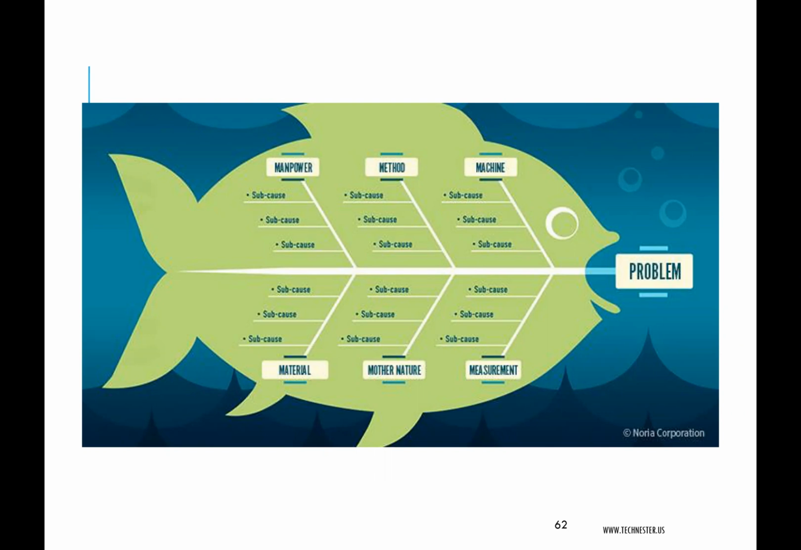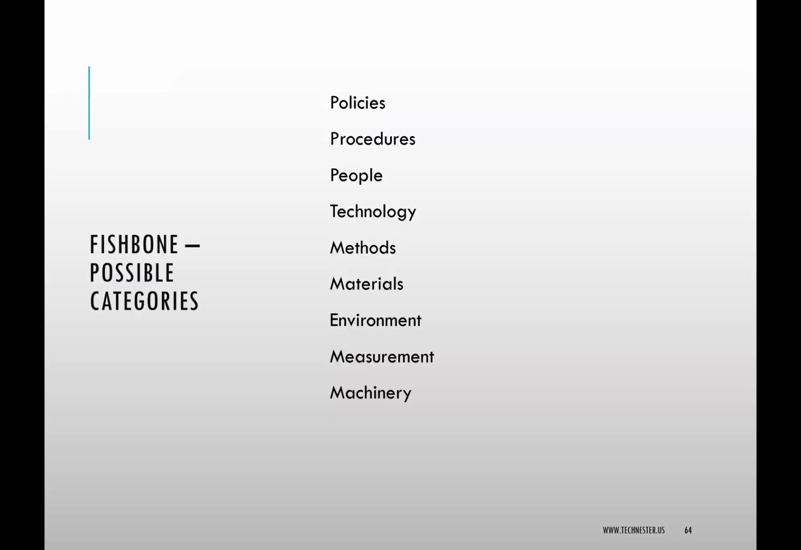Now, all these things you don't need to cram. They are available online. Just Google. The list is here too, right? So these are the possible categories of fishbone causes, right? Ishikawa diagram causes. So they are defined. It's nothing you need to cram. Just quickly Google it on your phone. Possible problem cause categories I need to give you: policies, procedure, people, technology, methods, material, environment, measurement, and machinery. So you already have all the possible categories that can cause problem.